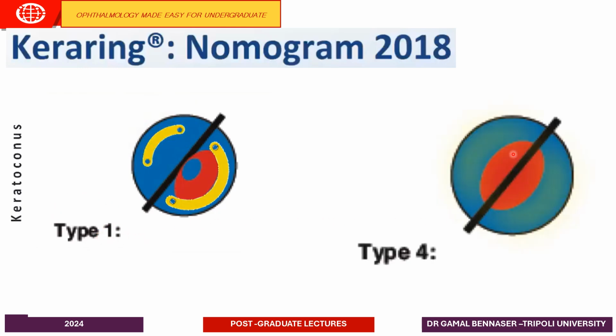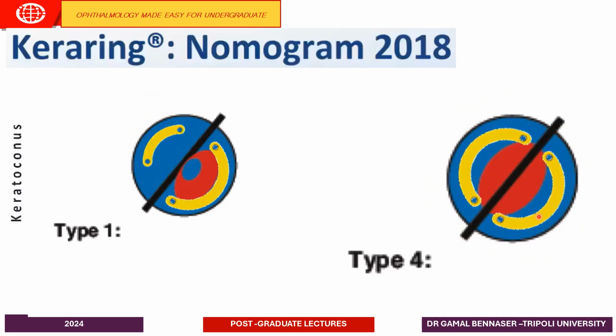Similarly, if you have a symmetric cone like this, with 50% of the cone present on either side of the reference axis, what you need is just to put symmetrical rings on both sides, and this will overcome all the steepness of the astigmatism. So this is just an example of the application of the nomograms to manage different shapes of keratoconus.